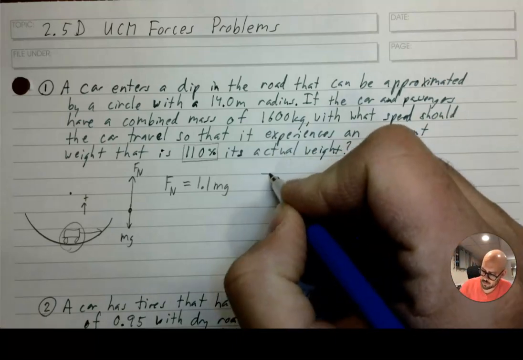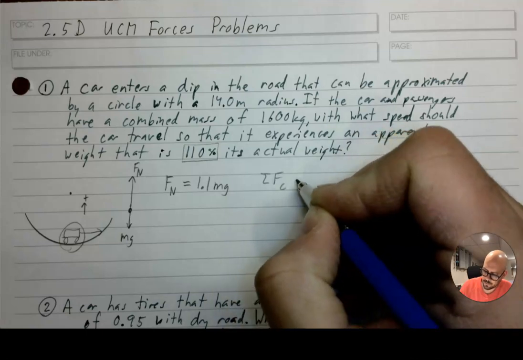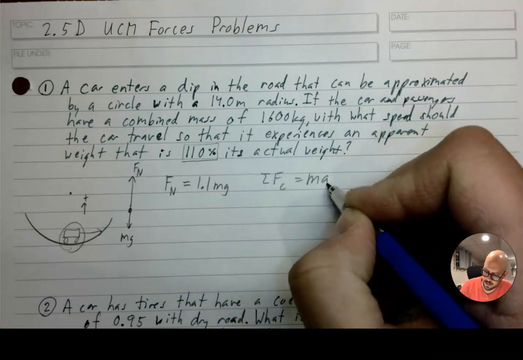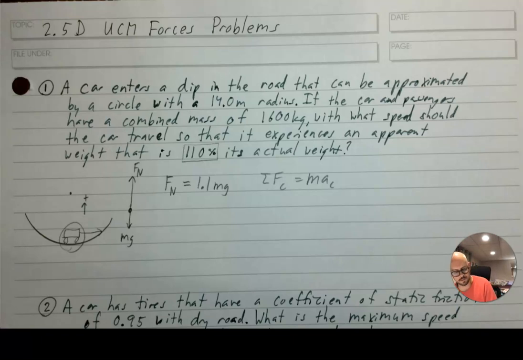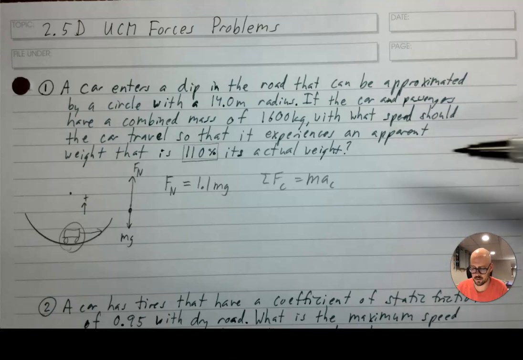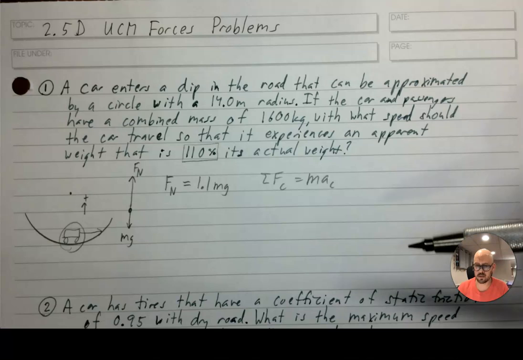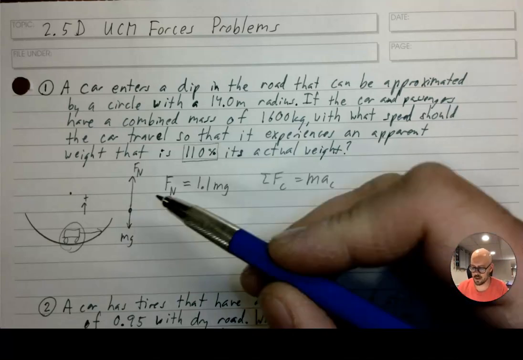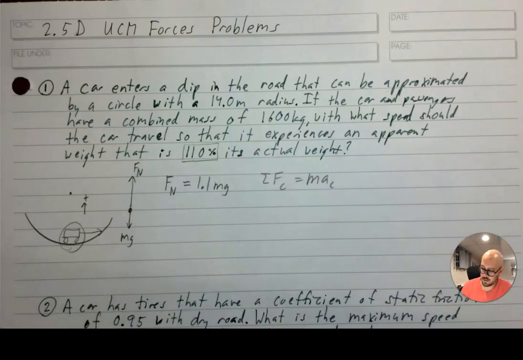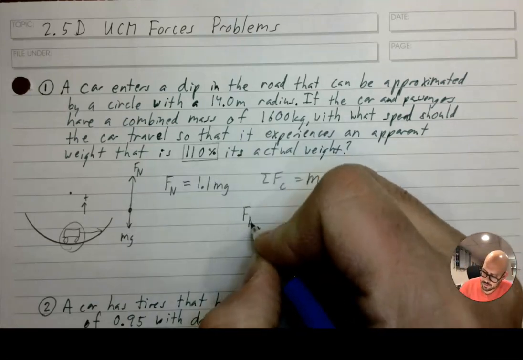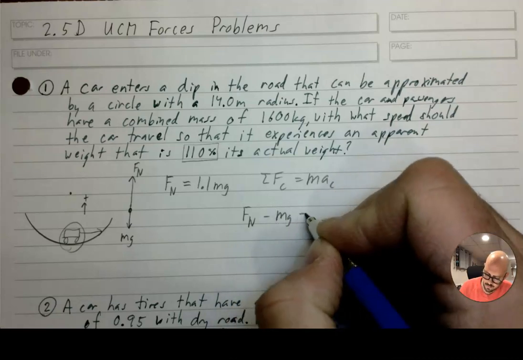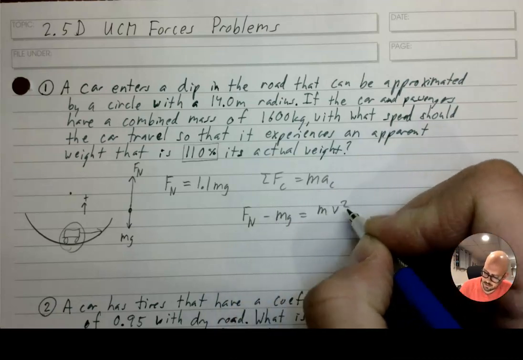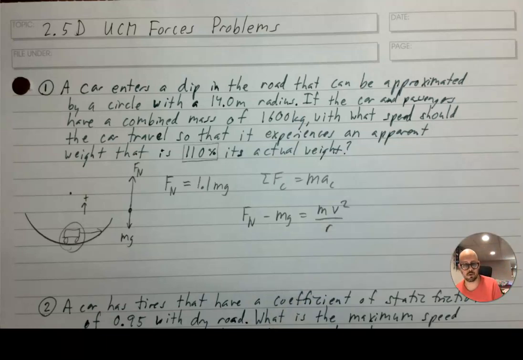We're going to start with our usual net force in the centripetal direction equals mass times acceleration. The question we're answering is with what speed should the car travel so that happens. The greater the speed, the greater the acceleration, and so the greater the net force. That's the higher the normal force goes. So normal force minus gravity equals net centripetal force, which is mv squared over r.